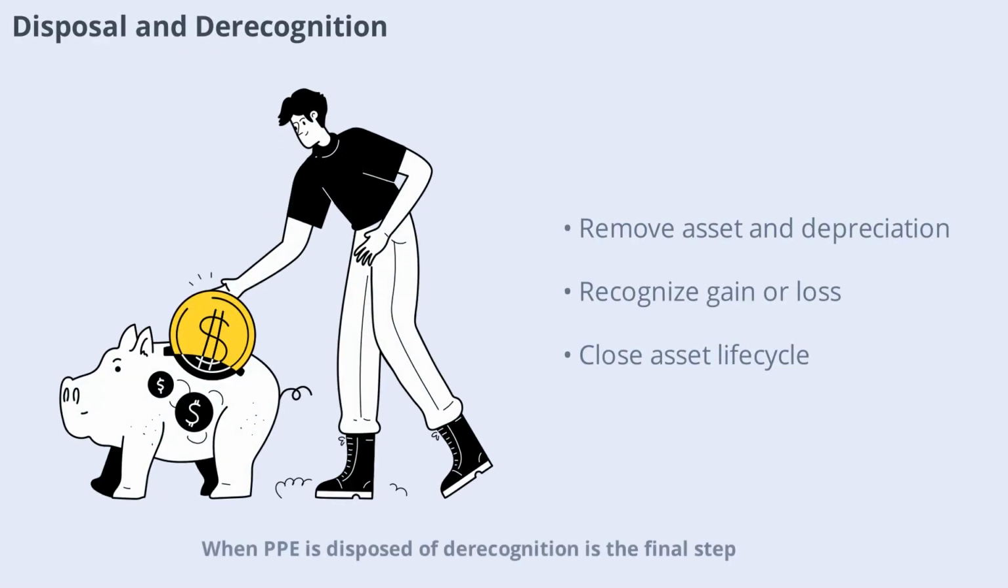When PPE is disposed of, derecognition is the final step. This involves removing the asset and its accumulated depreciation from the books and recognizing any gain or loss on disposal. This step closes the life cycle of the asset in the company's financial records.